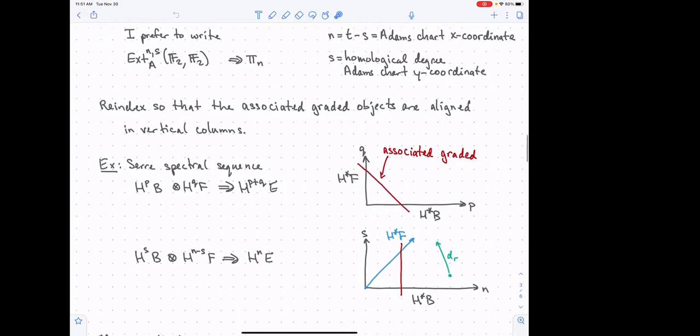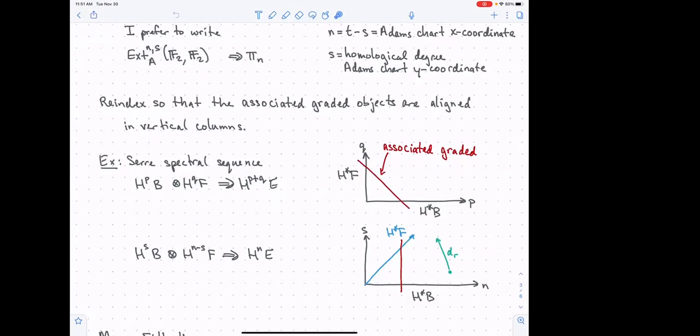Okay, so what I would recommend, the way I think about the Serre spectral sequence, I don't actually use the Serre spectral sequence that much, but if I were going to use it a bunch, I would re-index it this way. Okay, and then the result would be that the cohomology of B would be along the x-axis.